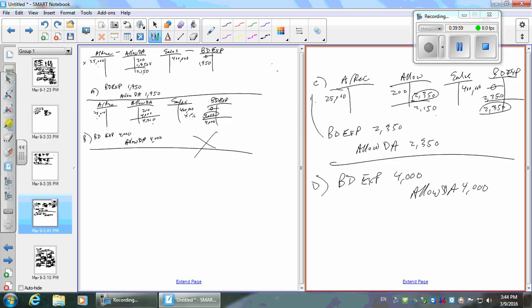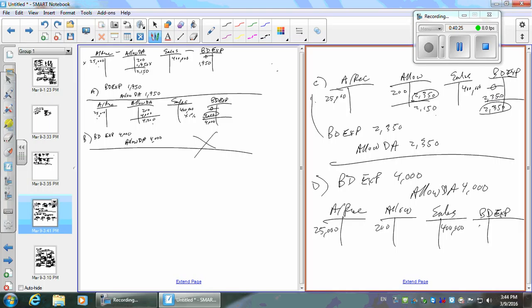Well, what if I asked you what the ending balances were going to be in the accounts? I'll write the accounts down and put the journal entry in. Should be pretty simple. Accounts receivable is how much? 25. Allowance, it's a debit of 200, was it? Sales at 400. Bad debt expense was nothing.